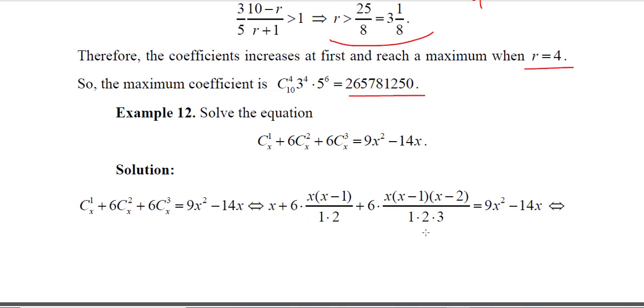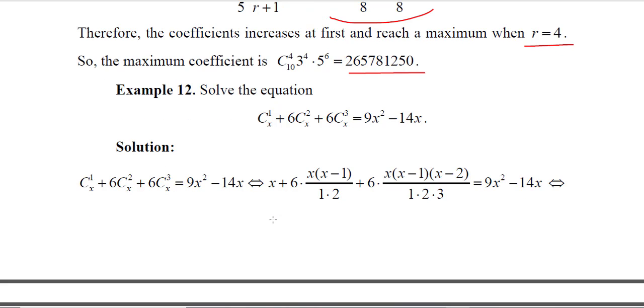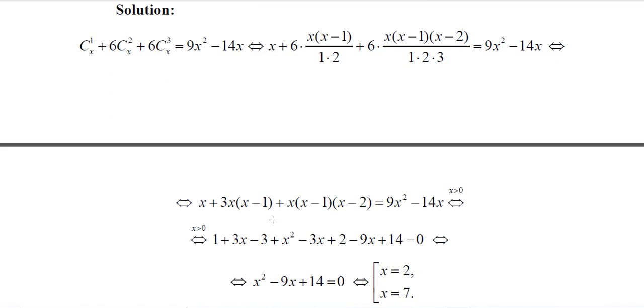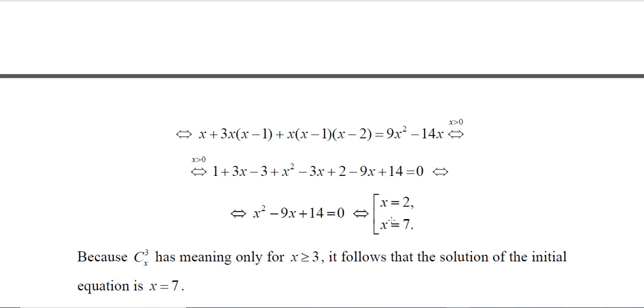Okay, now the next example: solve the equation. Here we have combinations, 1 from x, 2 from x, 3 from x, and this is very easy. Just find the values with x and solve the equation here. You can check it by yourself. Here we just use the definition of combination, and we get x is 2 and x is 7.